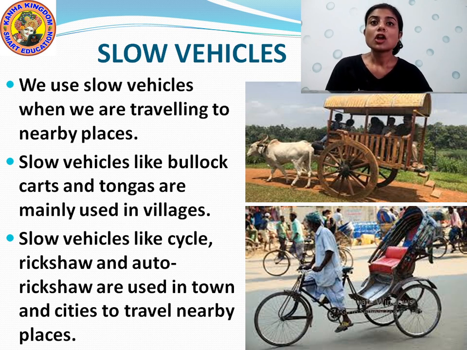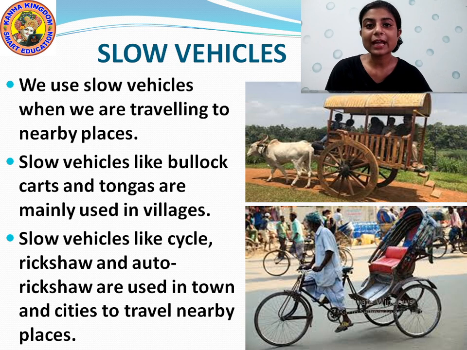Okay. Then slow vehicles like cycle, rickshaw and auto rickshaw are used in towns and cities to travel to nearby places. And in cities, what are the slow vehicles that are used? Those are the cycle. Then the rickshaw, can you see in the picture the man is riding a rickshaw? It is a slow vehicle, right? We travel to nearby places where we can reach within a few minutes.